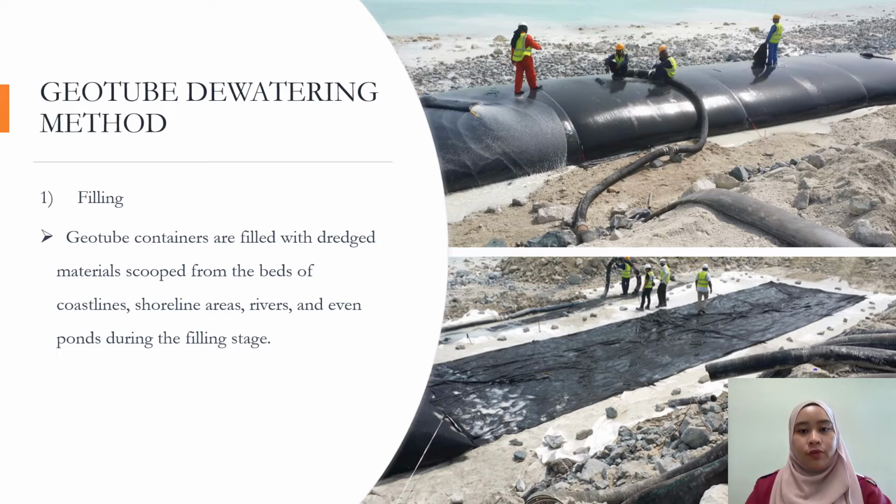Geotube dewatering system involves a three-step process, which consists of filling, dewatering, and consolidation. Dewatering is a process of extracting water from solid materials such as sludge or slurry, as well as the removal of leftover liquid as a part of an industrial process. In this geotube dewatering method, the materials used for the geotextile tubes often have high permeability properties. The first stage of the geotube dewatering method is the filling stage. Geotube containers are filled with dredged material scooped from beds of coastline, shoreline areas, rivers, and even ponds during the filling stage.